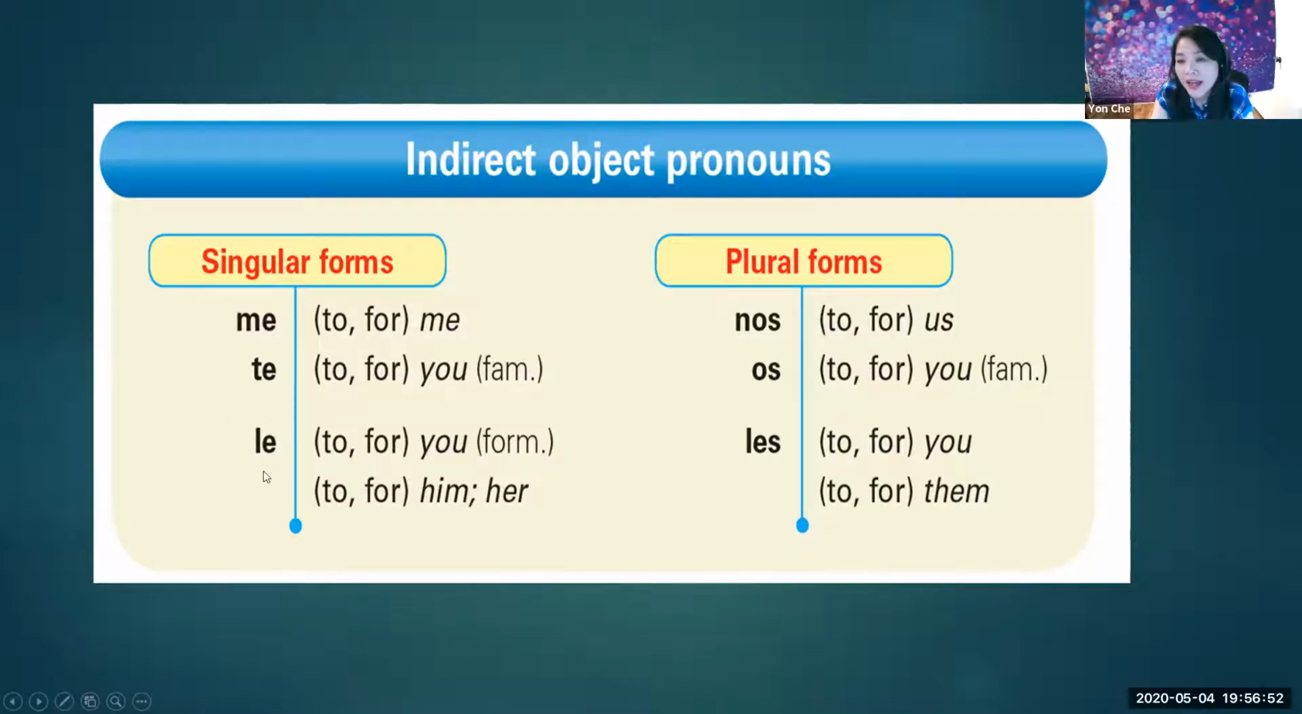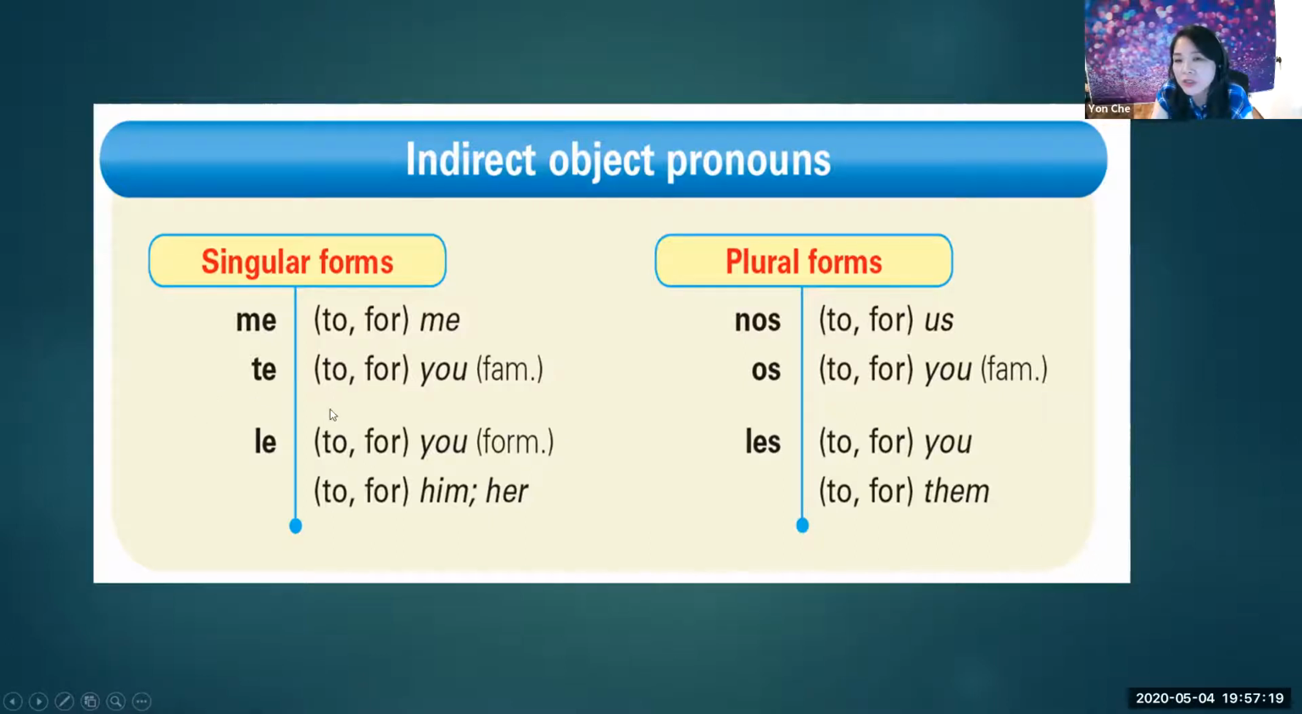And for le, you gotta be a little more careful, as le can be to you, to him, or to her. There are two ways of saying to you, informally and formally. You use te, or you can use le. If you're talking to me, Professor Che, then you wanna speak formally. So te sounds a little bit rude, I would say.